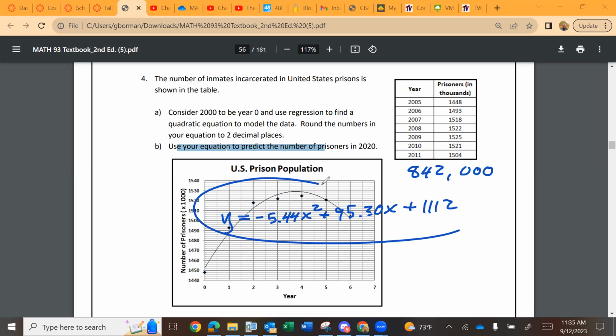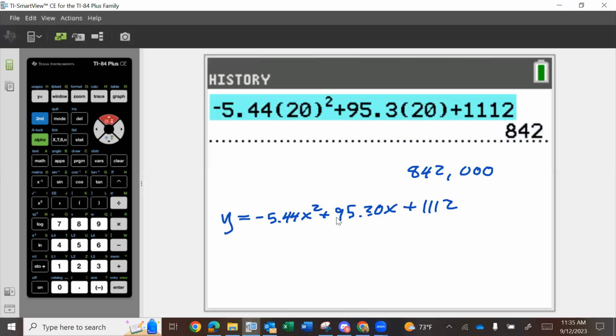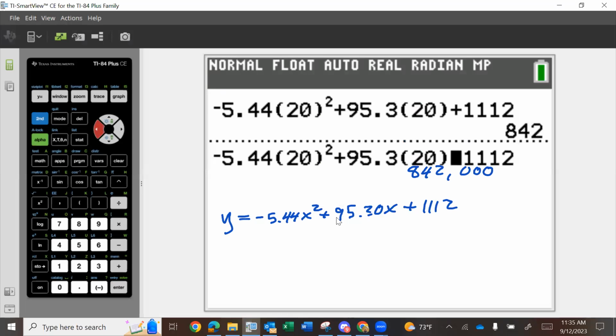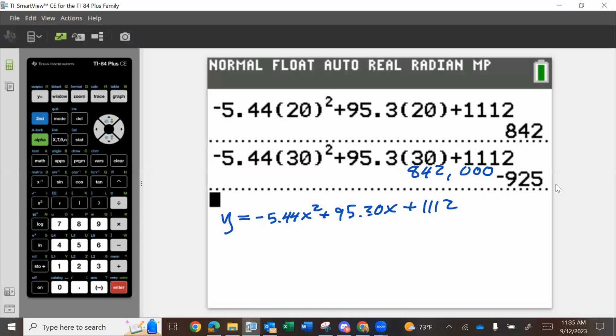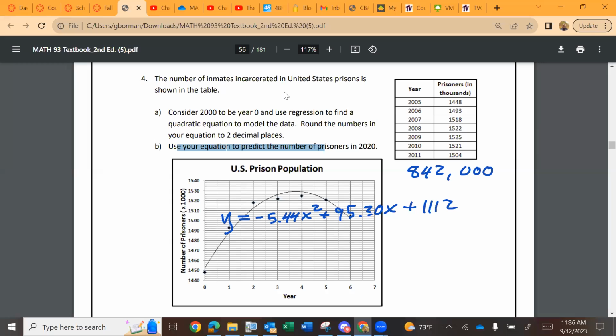Okay, so using this to make predictions about the year 2030 is not likely at all to be helpful. In fact, if we went back there and said, what's going on in the year 2030? Based on this, hey, we're down to negative 925,000 prisoners. So by the year 2030, this model is definitely no longer useful. But that's how this stuff works.